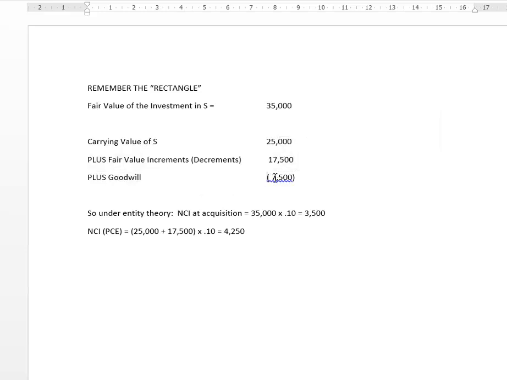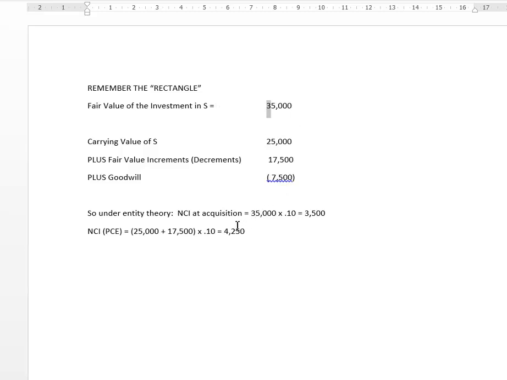But at this point, your goodwill's negative. So these three little fellas here always add up to the fair value of the investment. If the goodwill was positive, I just wouldn't have brackets, right? And I'd have a different value for the fair value of the investment. But in our case, you can see how the fair value of the investment can be broken down at any time: the carrying value of the sub plus the fair value increments plus any goodwill that we purchased at acquisition. So that's the fair value of the investment at the date we became related.